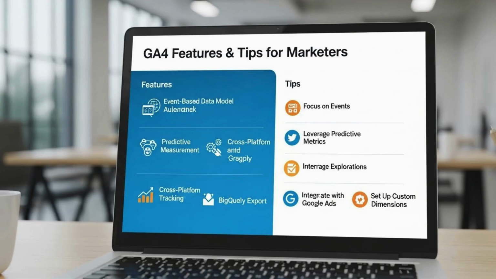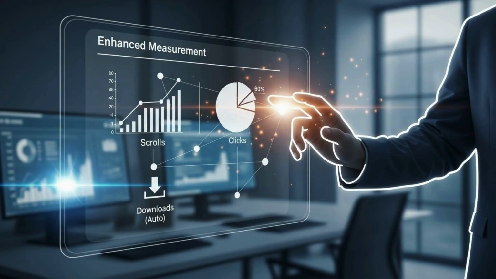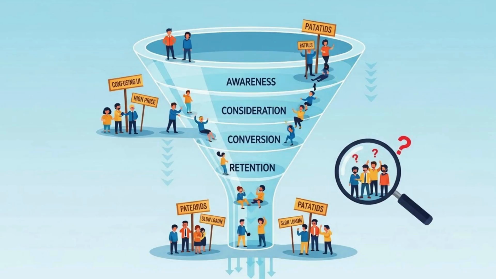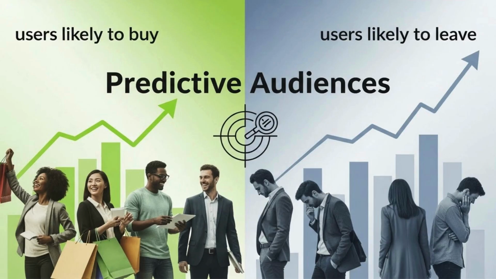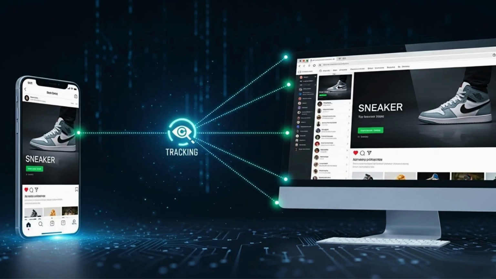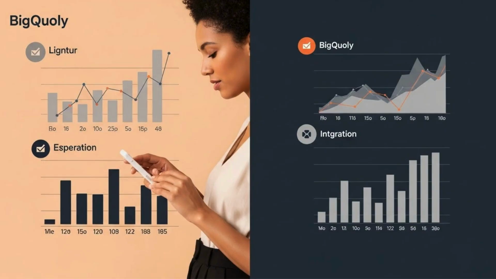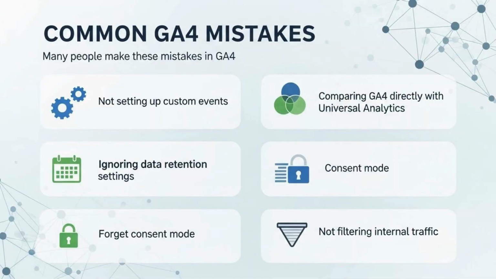GA4 features and tips for marketers. Here are some powerful GA4 features marketers love. Enhanced measurement. Track scrolls, clicks, downloads automatically. Funnel exploration. See where users drop off. Predictive audiences. Target users likely to buy or leave. Cross-device tracking. Mobile plus desktop together. BigQuery integration. Advanced analysis.